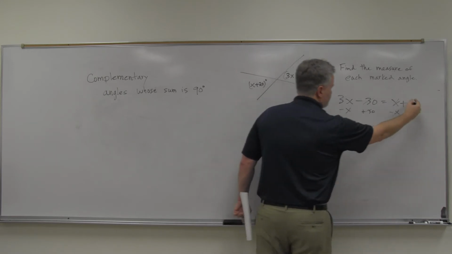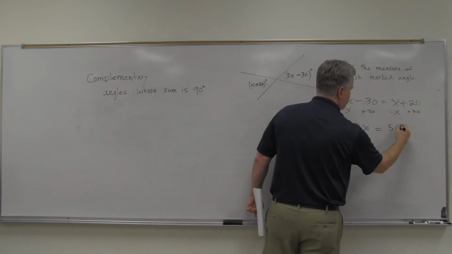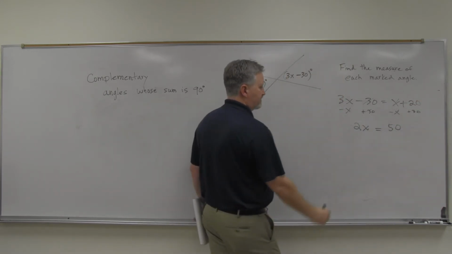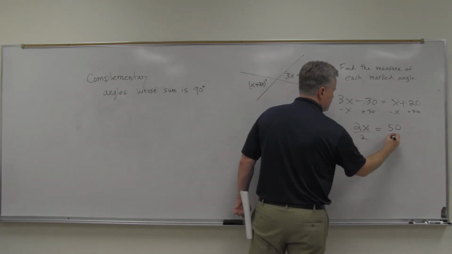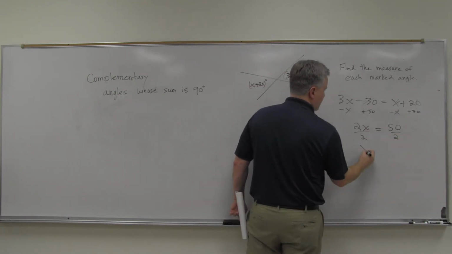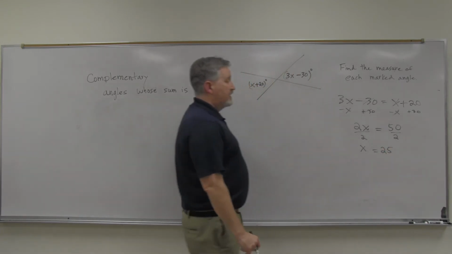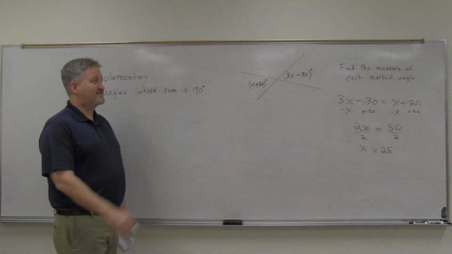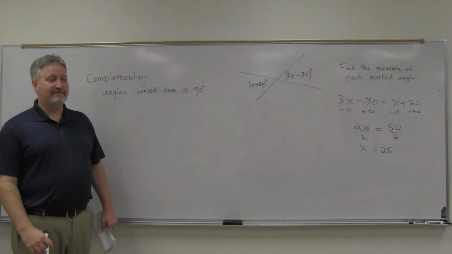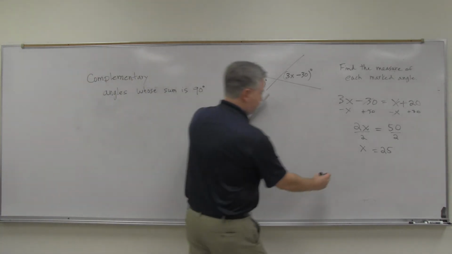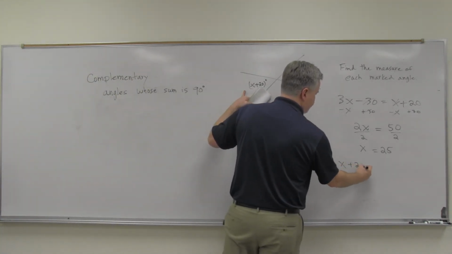And then 20 plus 30, that's 50. And then just have to divide by 2. That gives me x equals 25. That's not the answer though. The answer is the measure of each marked angle. So I just have to plug in the x to be 25.